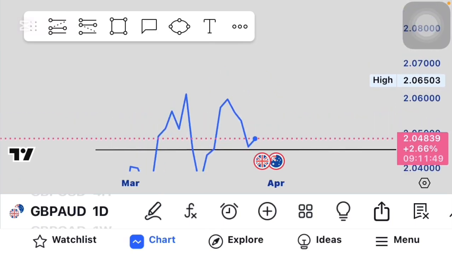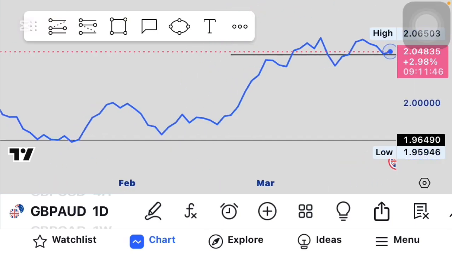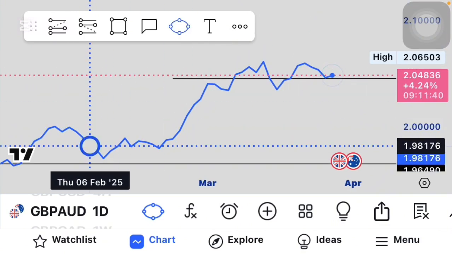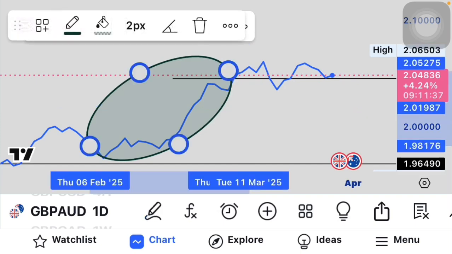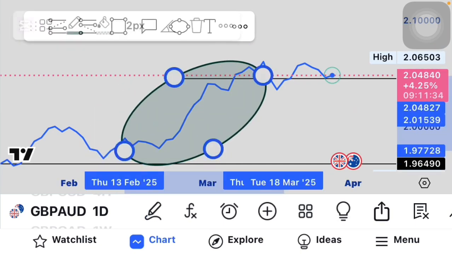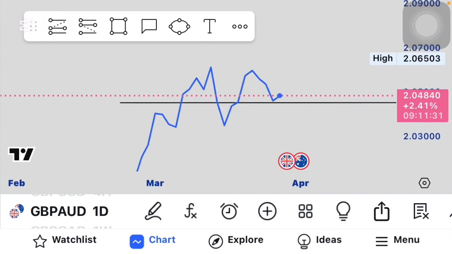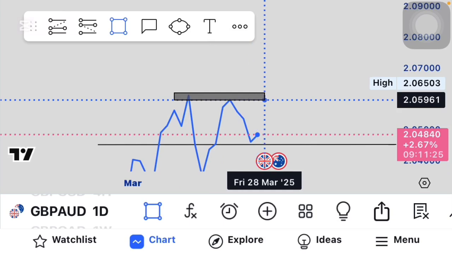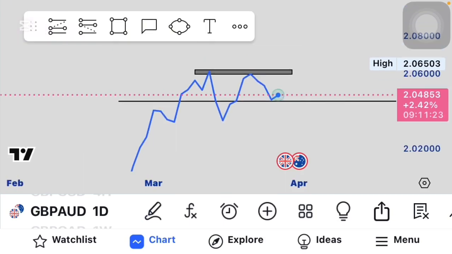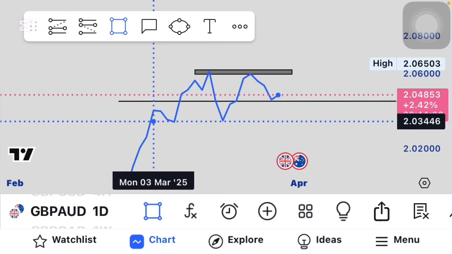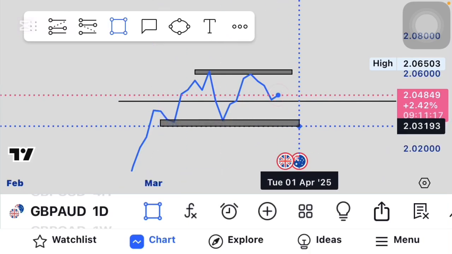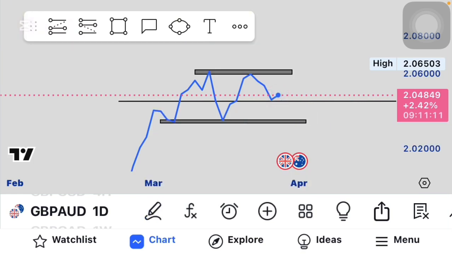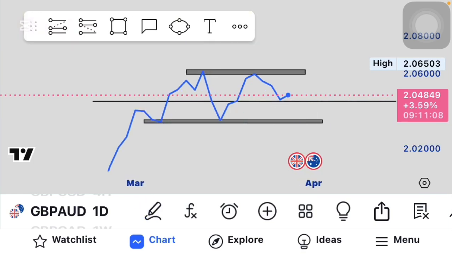We can see a change of character around here. After all this bullish push to the upside, all the higher highs and the higher lows, once the price of the GBPAUD tapped this zone, we can see there was a failed high around here. The market pushed back down, and also a failed low around here. So this is the zone we are watching out for right now. On the daily, this is what's happening. We have a failed high and we have a failed low.